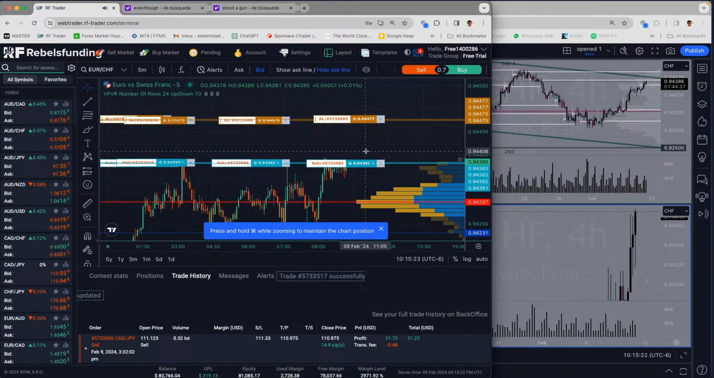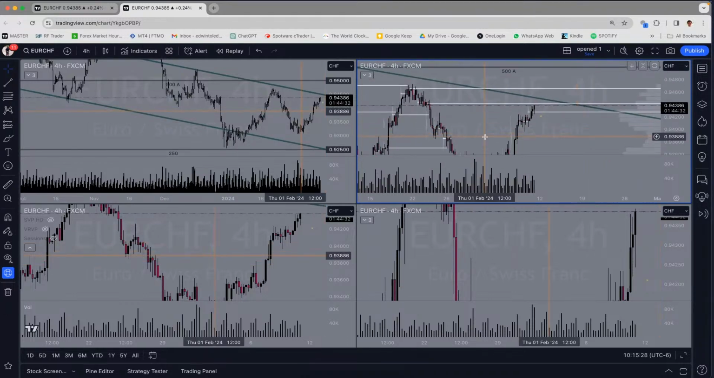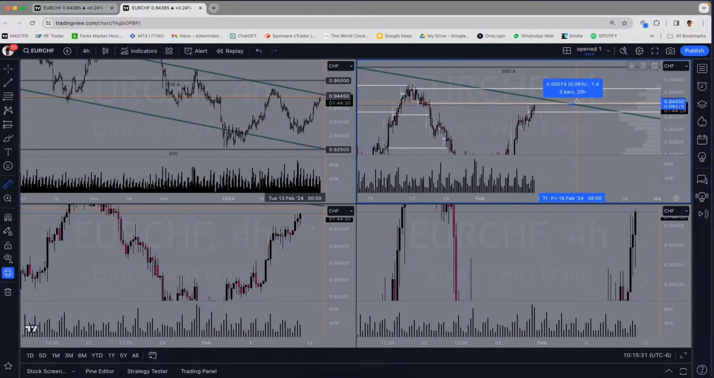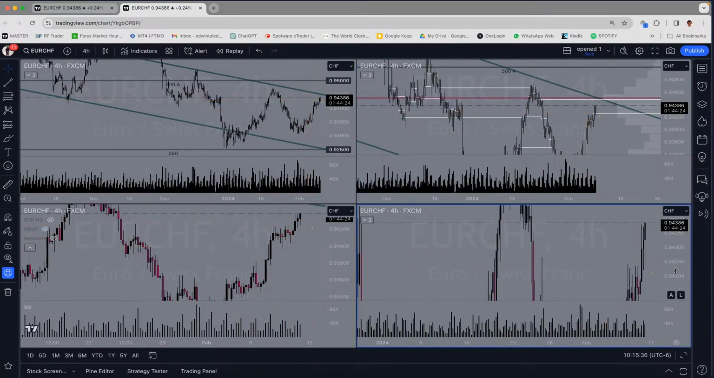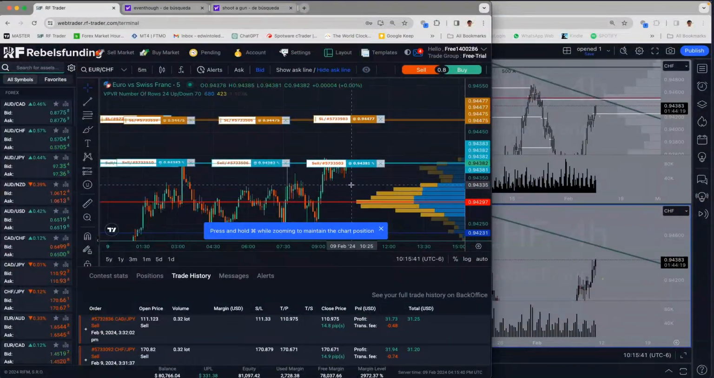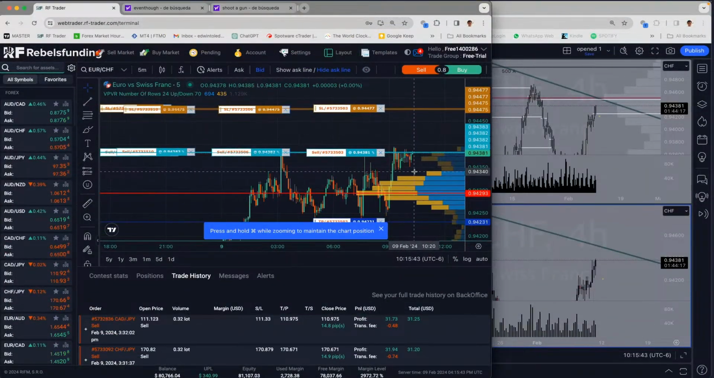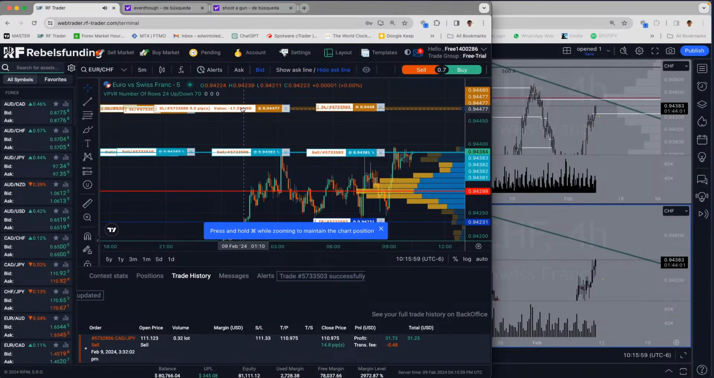This one can stay at 10, right? Let me see. Yes, Euro CHF. I don't know. We're taking Euro CHF. That looks like a flag. I don't know why it was at minus 5 pips. Stop loss should be 10 pips.